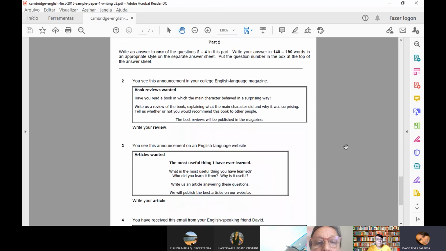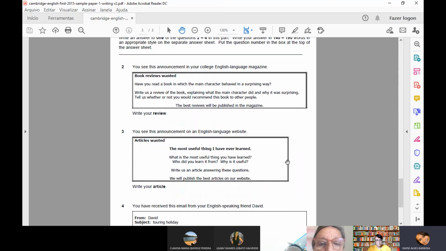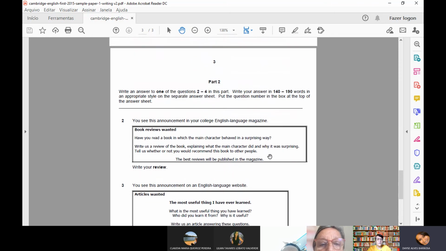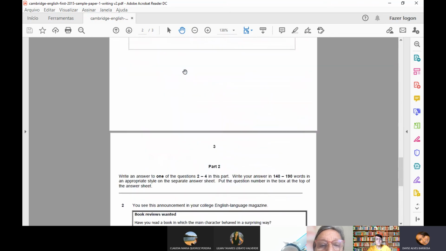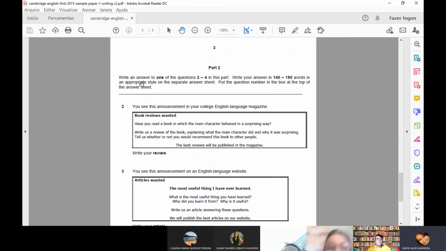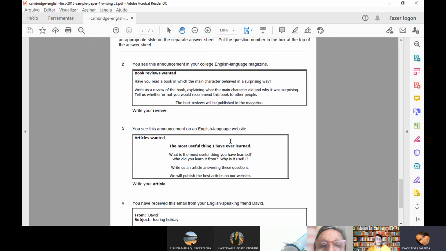Part 2, they give you an option. They give the candidate an option of 4, here 3, sorry, because number 1 is the essay. Of 3, sometimes 4. Write an answer to one of the questions from 2 to 4. So you have to choose one, and on the answer paper where you write, you're just going to put the number of the option that you've chosen.